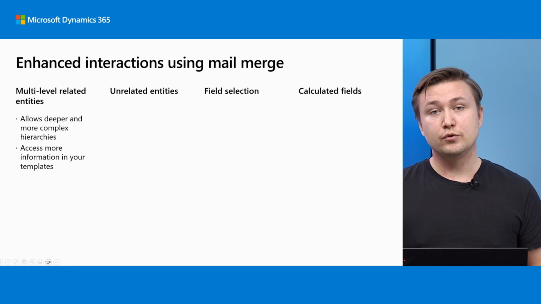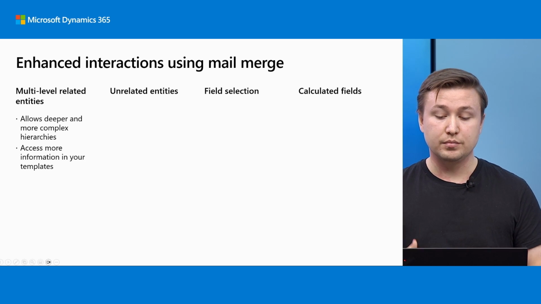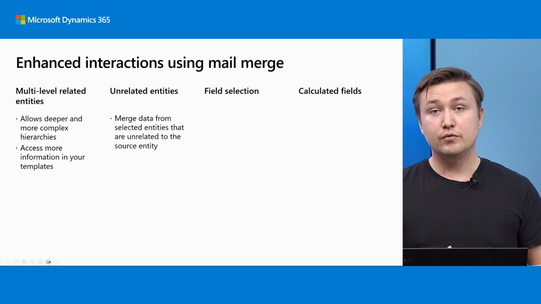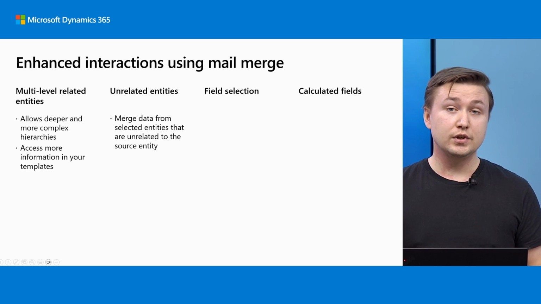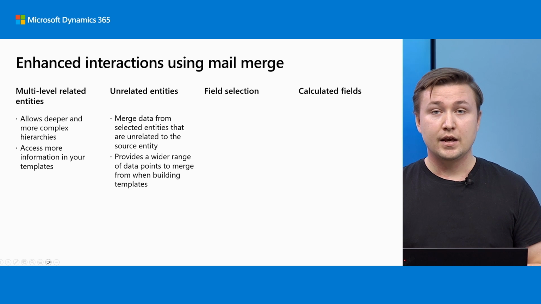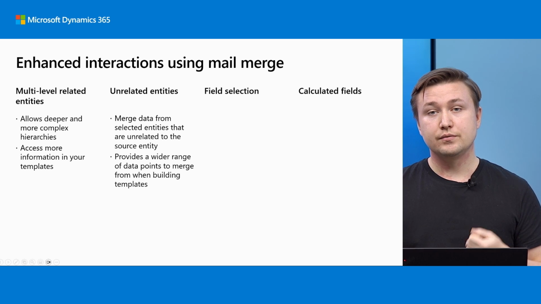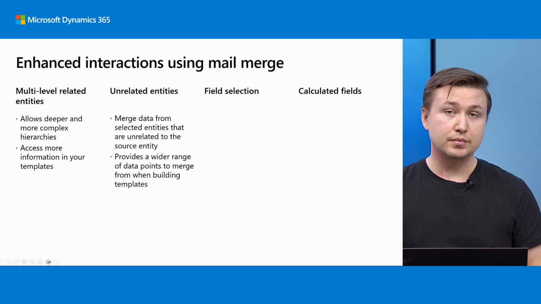And it will also give you access to more information in your templates. Then we have unrelated entities, which allow you to merge data from selected entities that are unrelated to the source entity. And it also provides you with a wider range of data points to merge from when building your template.